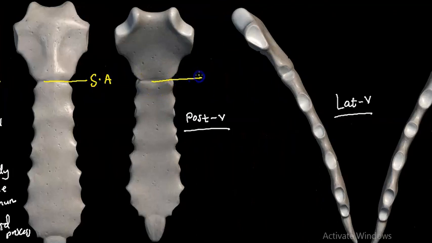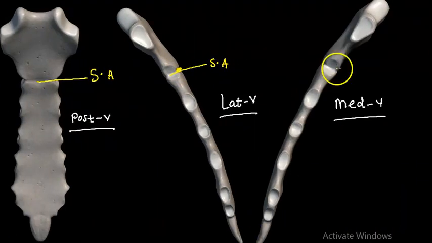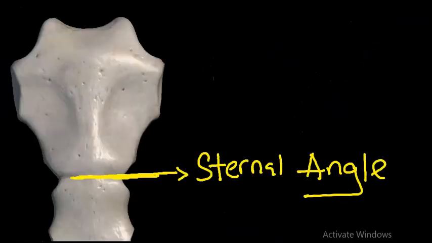In the posterior view, posteriorly, we have the sternal angle here. Laterally, we also have the sternal angle at this point. What about medially? Medially also, we have the sternal angle here. Now let's talk about the sternal angle.